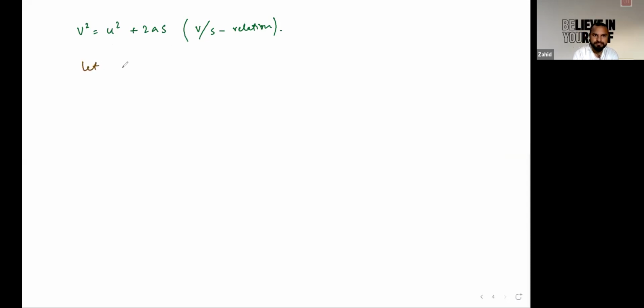So let's say acceleration is dv over dt. There is no component in this containing displacement, so we have to remove this particular term. So just multiply this equation and divide this equation by the same term, dx over dx.